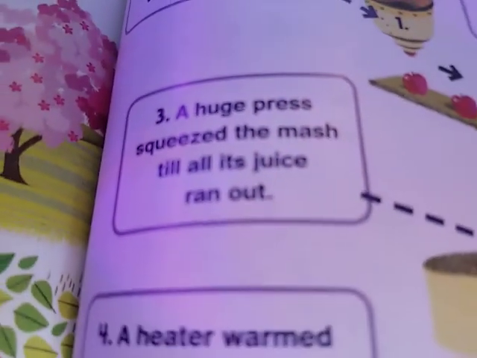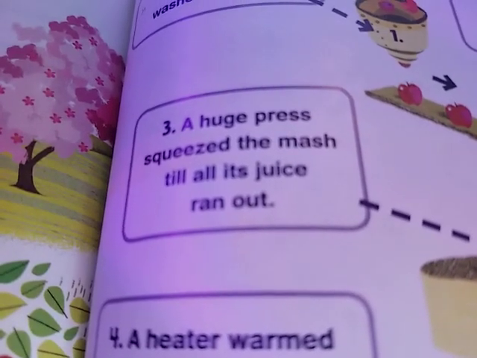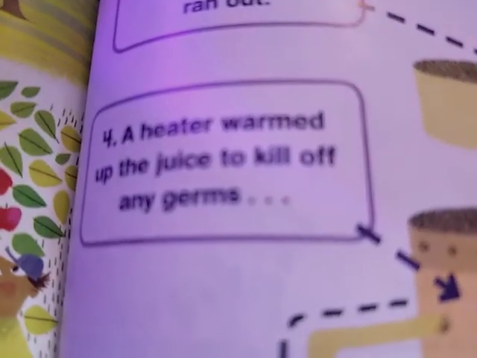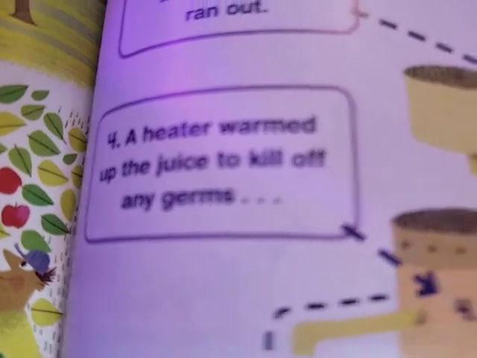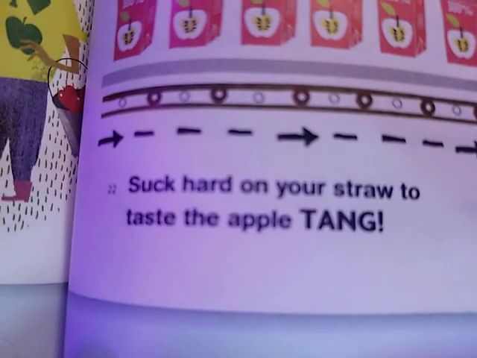A huge press squeezed the mash till all its juice ran out. A heater warmed up the juice to kill off the germs and poured into the cartons. Suck hard on your straw to the taste of apple tang.